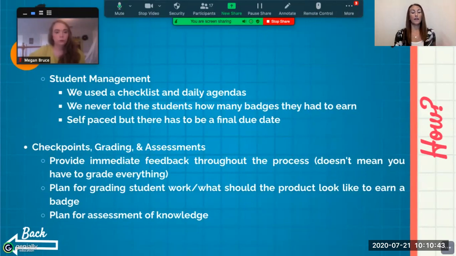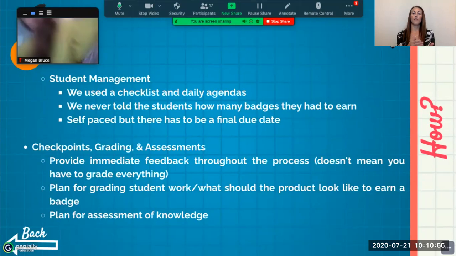Now, in anatomy, I'm the only one that teaches this, so it's what I feel is right for my students. In biology, I am on a team. So we had to get together and all say, this is what our final product should look like in order to earn the badge. You kind of need to be on the same page.